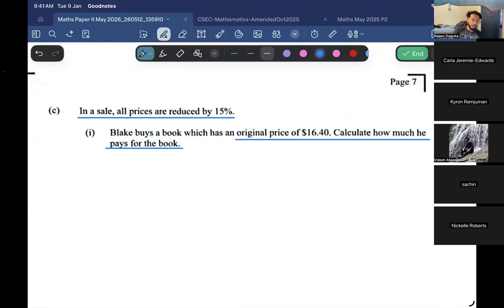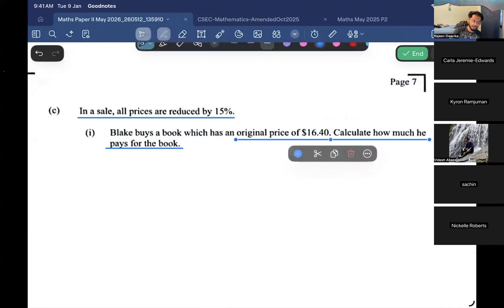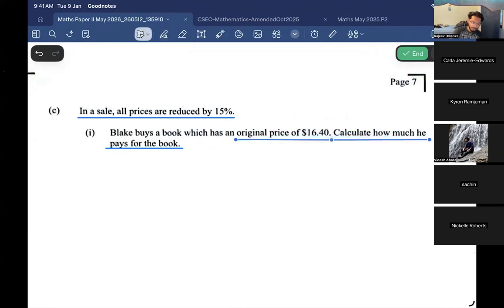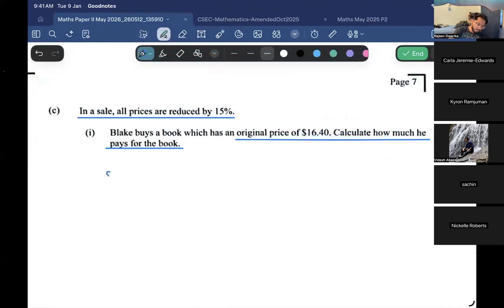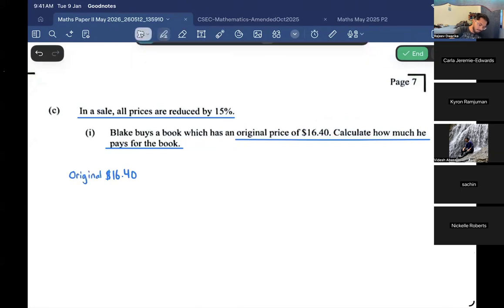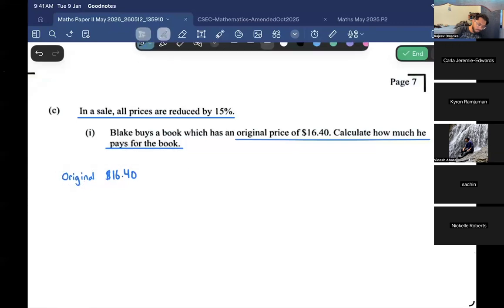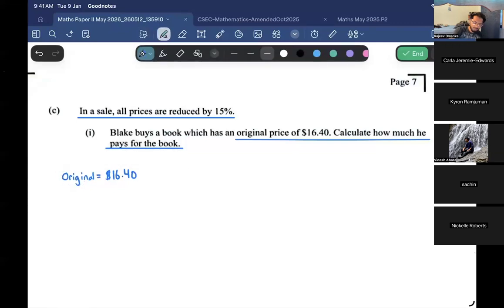So, Chiron, walk me through this question. I think you can figure this one out. So the original price is $16.40 and the price is reduced by 15%. Right? So if you minus 15% from the 100%, you could get 85%. And if you find 85% of the 16.40, you could get how much you pay for the book. That's correct.